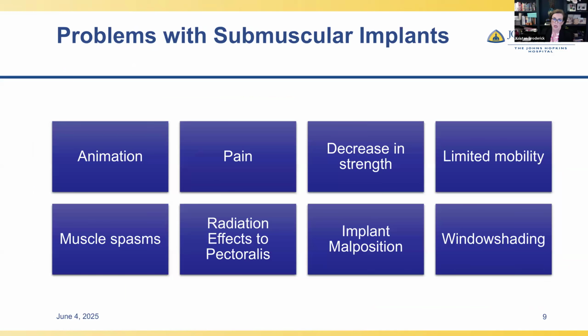So I started seeing a lot of patients who had problems with submuscular implants. Animation deformity is one of them that can cause pain. Some people have decreases in their strength and problems with mobility. Also muscle spasms.